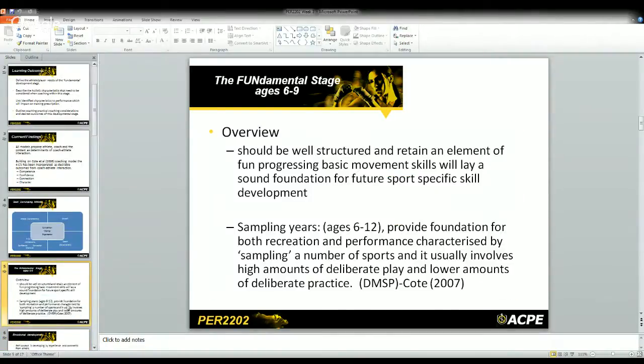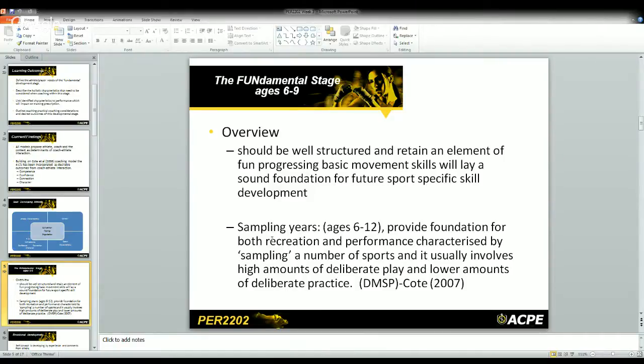Now, the fundamental stage, as you can see, ages from 6 to 9, generally speaking. So this is the first period of time when kids have entered school for the first time and they start looking at more organised sports. And this is in most sports; we're not talking about early specialisation where the kids have already been doing the sport for several years. The overview is that it needs to be well structured, with an element of fun. You want structure, but not just straight boring skills, because kids will go crazy on you. It's about developing their basic movement skills.